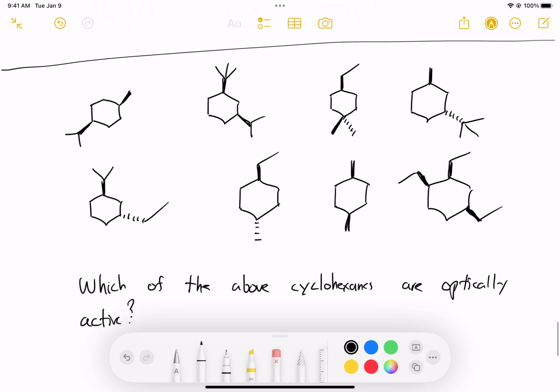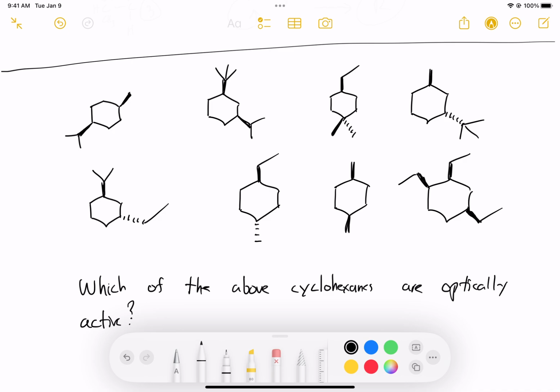Alright. So optically active means they have at least one chiral center and that has no mirror plane. So this one, let's just call this number 1. It has a mirror plane, right? Yeah, it has a mirror plane, but it's not chiral, right? Because these two sides are equivalent. So these are equivalent substituents / sides of ring. So not chiral. So let's cross out this one, right?